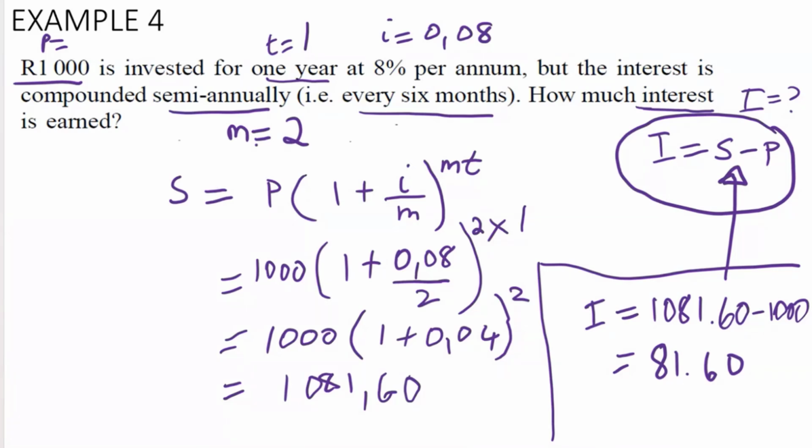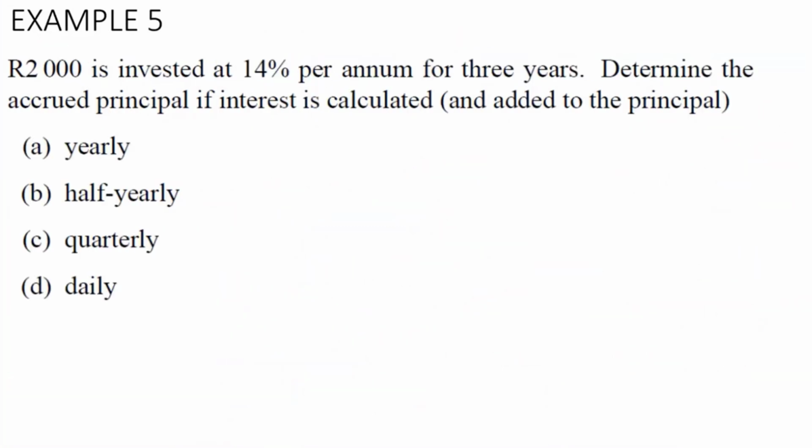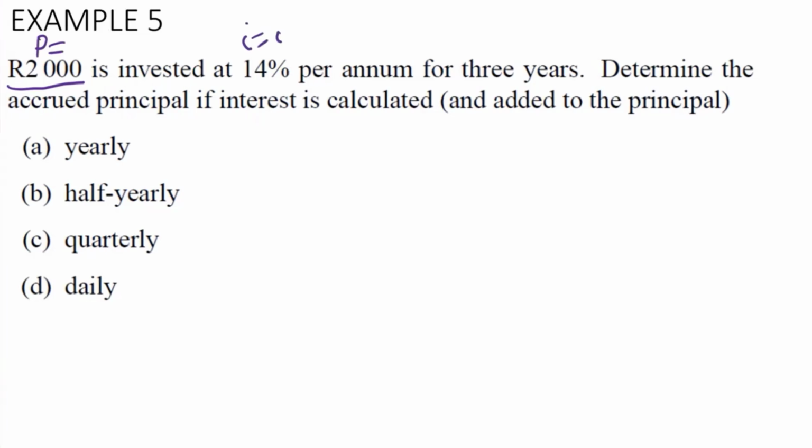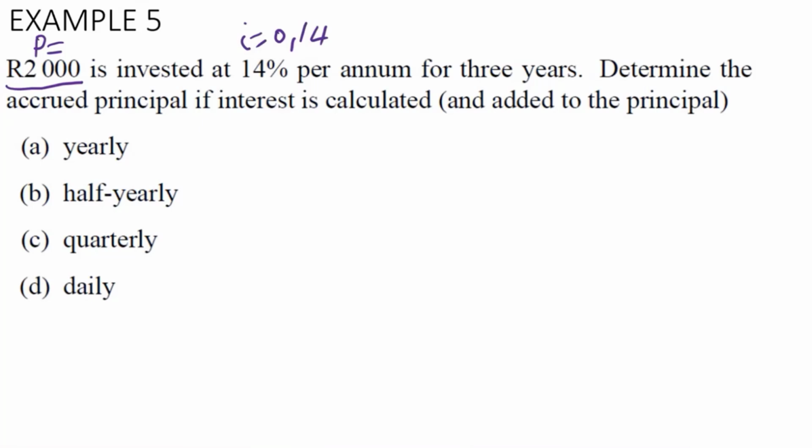It's just that now we want to play around with the compounding periods. Okay, so here 2,000 is present tense. It is modern graded English. So now this becomes your P. Your P is 2,000, invested at 14%. So your I is equal to 0.14 per annum for 3 years.